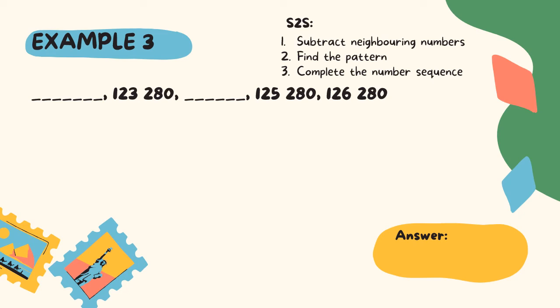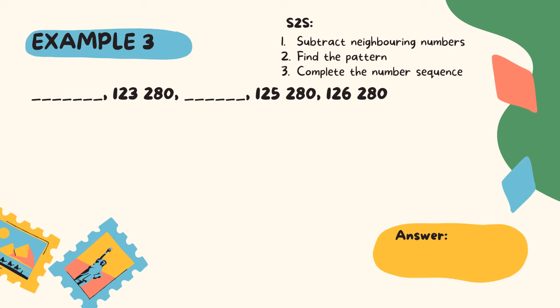Let's pop up our S to S up there. So first is we are going to subtract neighboring numbers. Now again, for some of you, you might be able to see the pattern already, so you can do it right away. But if you're still not confident about this, and if there's a big gap between the two blanks, or there's a number in the middle, you can always follow the S to S and do your working.